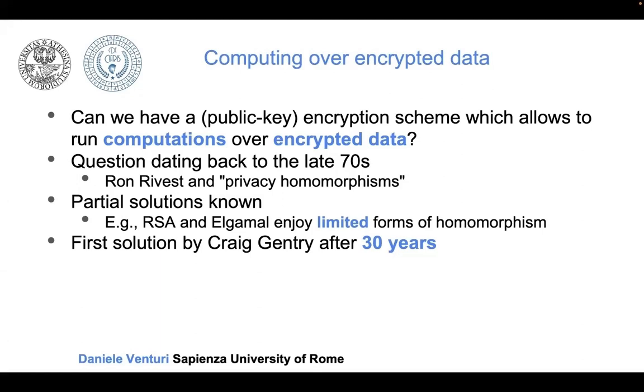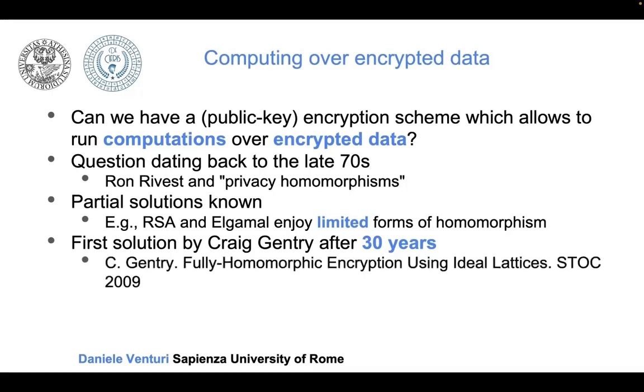Okay, and this was the holy grail of research for public key cryptography for a long time since its invention, and it took 30 years before it was solved by Craig Gentry, who defined a new fully homomorphic encryption scheme using ideal lattices. It was a paper at STOC 2009. This solution was very complicated and based on new assumptions, but it was also groundbreaking because it gave a blueprint for how to construct fully homomorphic encryption, which is what I want to try to tell you about today.